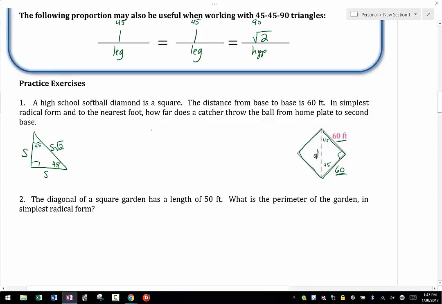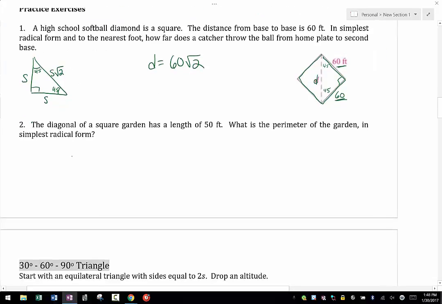S, S. D would be S root 2. Okay? And then same thing, if I have the diagonal of a square garden, and the diagonal has a length of 50, if this is a square garden, my legs are the same, making this a 45, 45, 90. I multiply by root 2 to get the hypotenuse, which means I need to divide by root 2 to get the length of a leg.